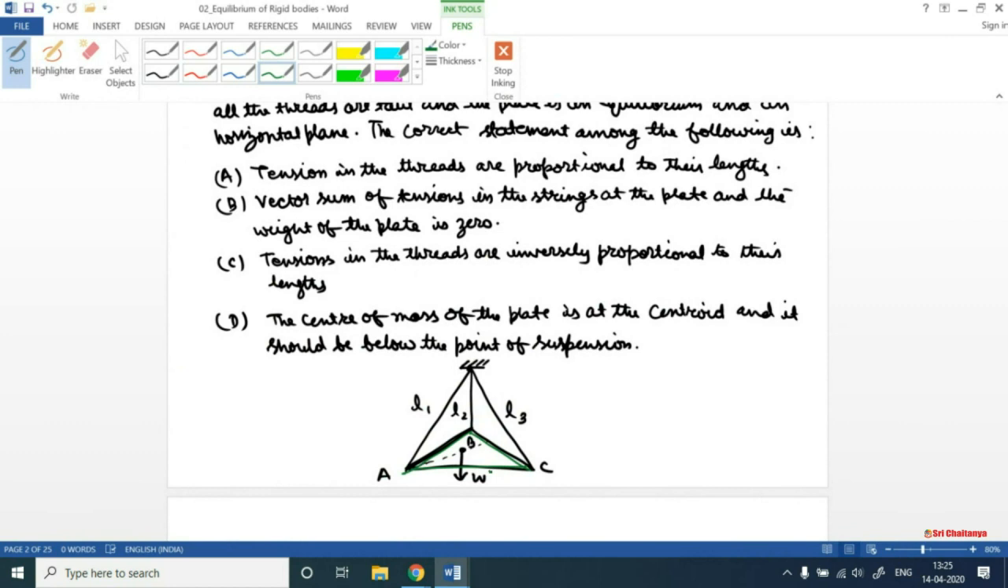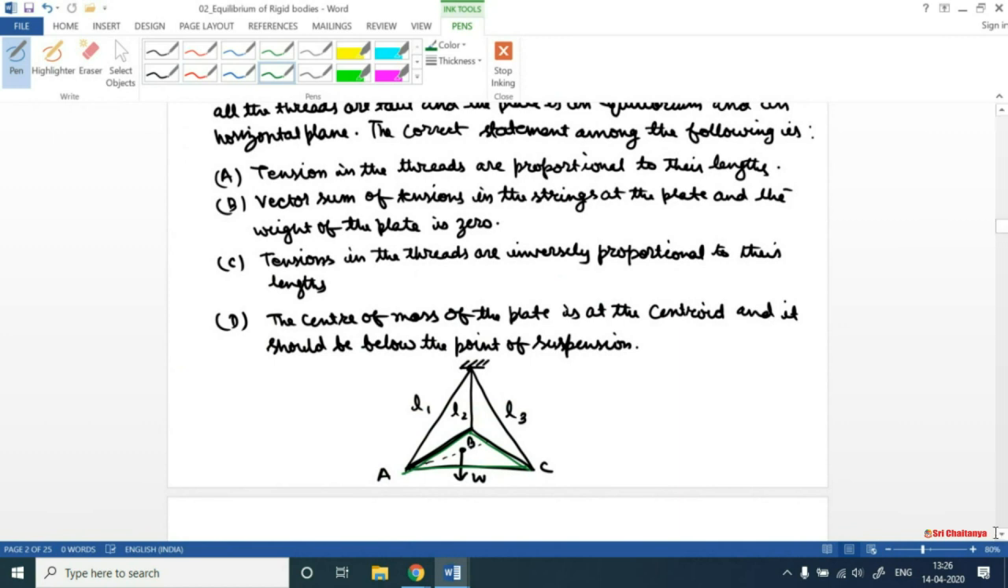Now we are required to comment on options A, B, C and D. The first option is that tensions in the threads are proportional to their lengths, and option C is that tensions in the threads are inversely proportional to their lengths. So basically, we need to figure out in this question whether tension is proportional or inversely proportional to length. Another thing they are asking, in option B, is whether the vector sum of the tensions in the strings at the plate and the weight of the plate is equal to 0.